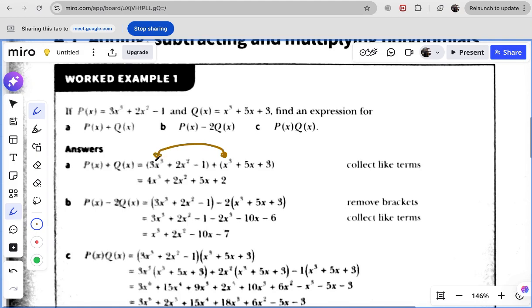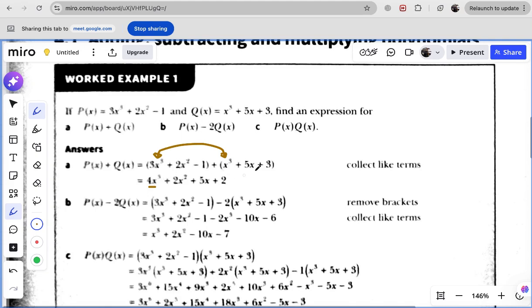Meaning we have 3x to the power of 3 plus x to the power of 3. It's like you say 3 oranges. Let's assume x to the power of 3 is an orange. So here you have 3 oranges, and here you have just x to the power of 3, which means 1 orange. In math, there's a hidden 1 here that we don't write, it means 1x to the power of 3. So 3x to the power of 3 plus 1x to the power of 3, you get 4x to the power of 3. That's how we got this 4x to the power of 3.